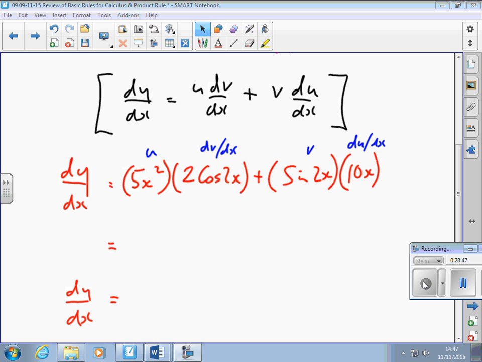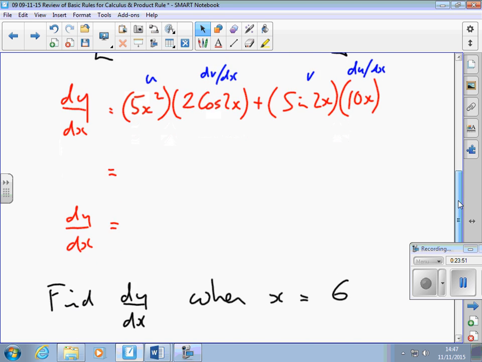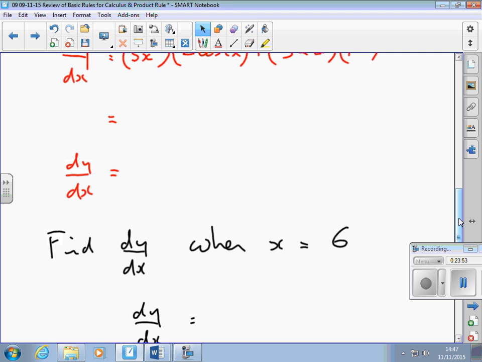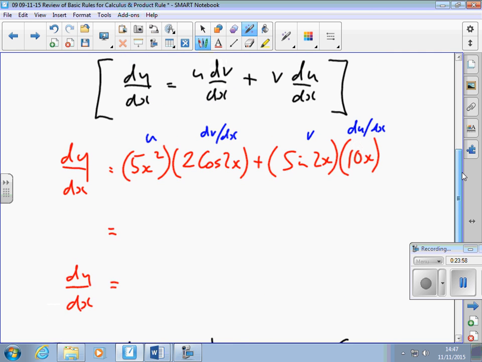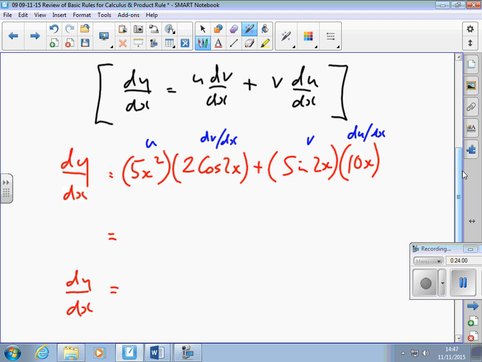Now, that is the differential function. And we're going to use that to find out what the differential is when x equals 6. This is what I want you to do in the assignment as well, because this use of algebra comes into this too. I don't want you to leave it like this. You can actually simplify it.